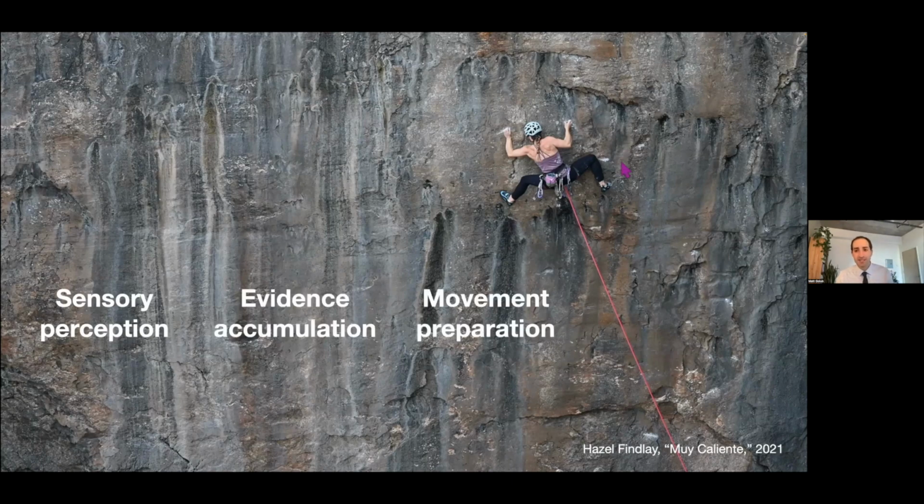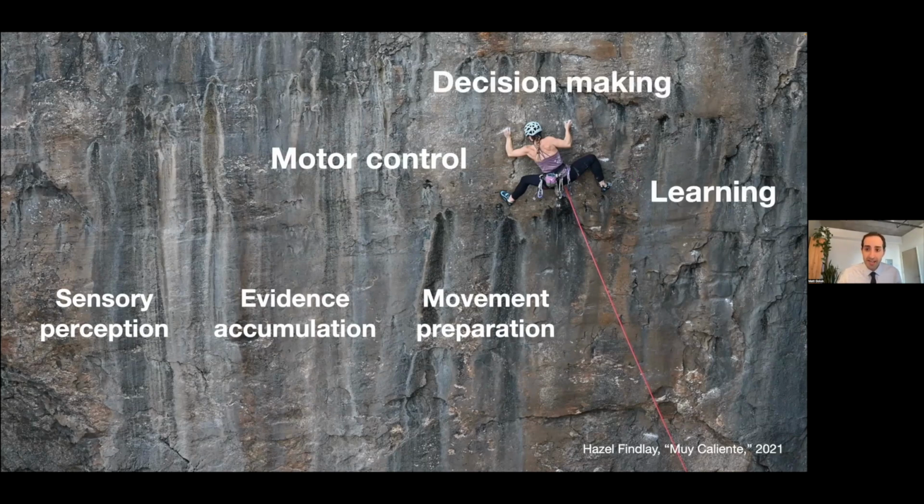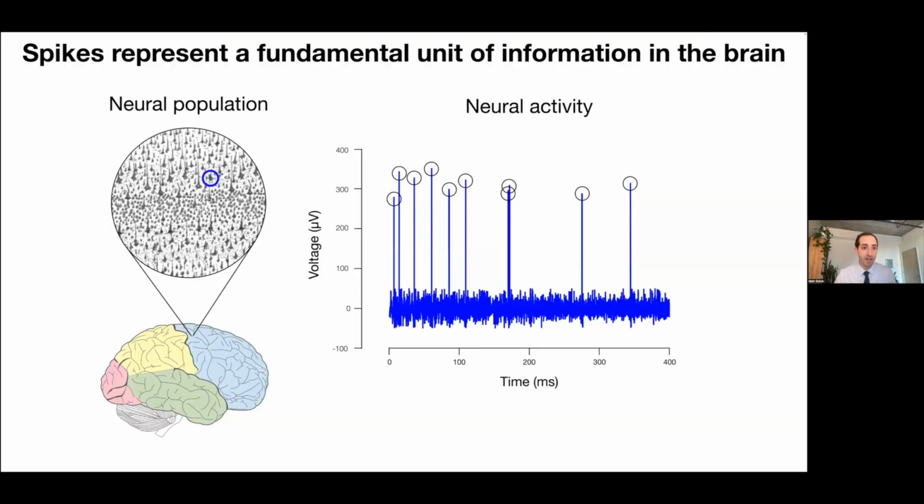And these computations serve higher level brain functions that she's engaging. Functions like feedback motor control, decision making, and learning. And in systems neuroscience, we want to understand how our brains give rise to all of this and more. How do we do this? Well, we record from neurons in the brain.